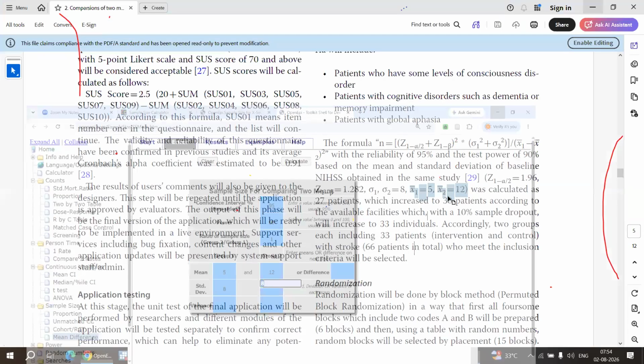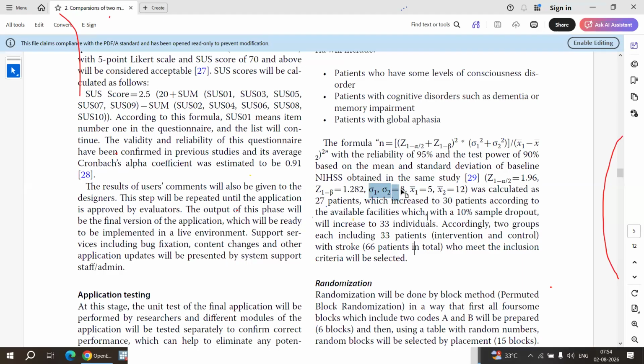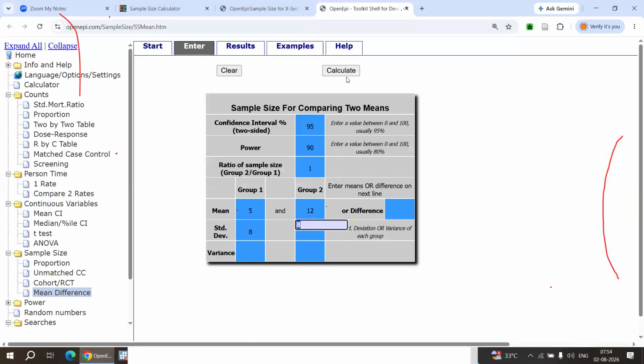Have I filled in the right values or not? Sigma 1 and sigma 2 equal 8, both are equal. Then calculate sample size, just click OK. 95, 90, ratio is 1, 1. Okay, then calculate sample size.